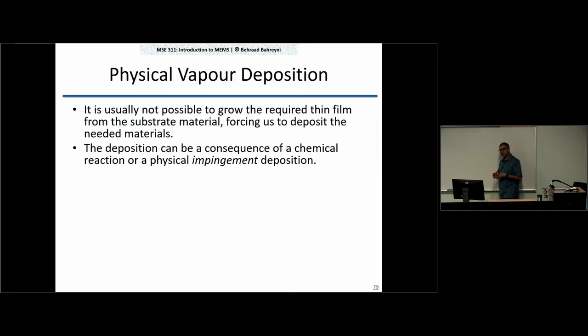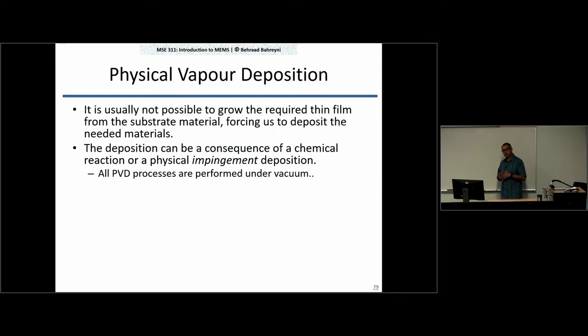In PVD, which we're going to talk about first, the process is physical, meaning that there's no chemical reaction happening between the material that we want to deposit onto the surface, the substrate itself, or any of the other agents in the environment. We'll talk about an alternative to this, called chemical vapor deposition, in the next lecture video.